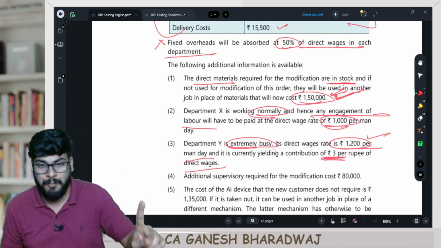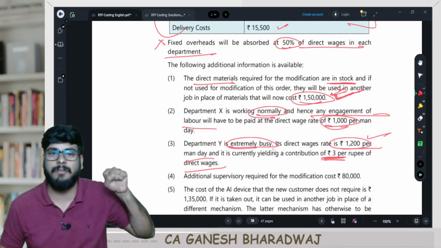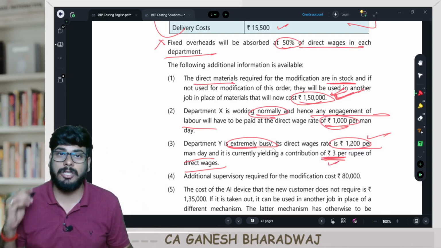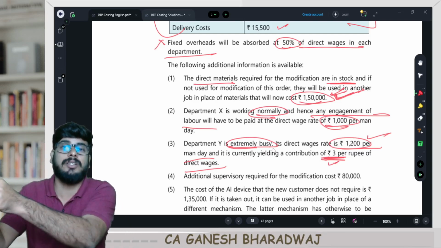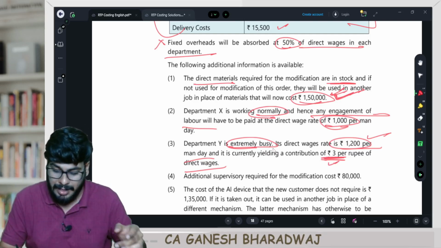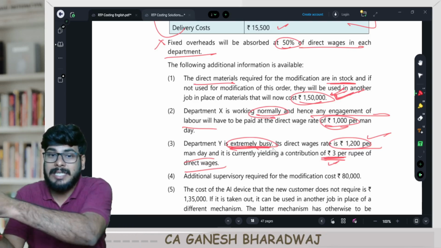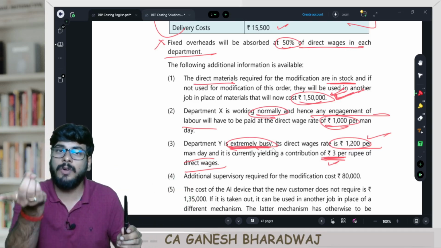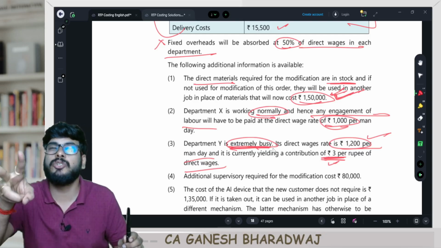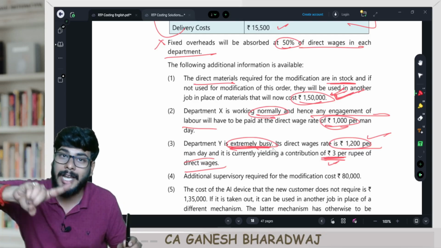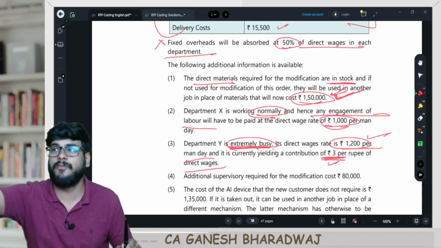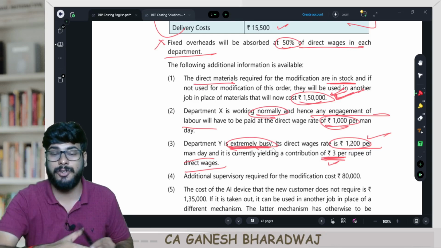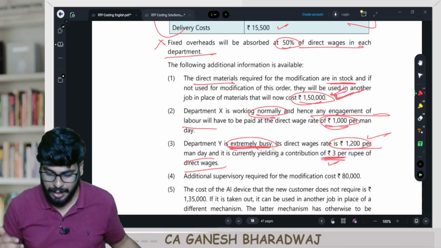For every rupee of direct wages I am taking from Department Y, I am losing 3 rupees of contribution because of that. Why? Because this person was working on some other job order. That is why they have given that it is extremely busy. Since I am taking him from another job order and giving him here, I am not only incurring the labor cost, I am also losing out on the contribution that I could have generated using the same labor on a different job order. Are you clear with this? This is an opportunity cost. See what all the intricacies are coming here.